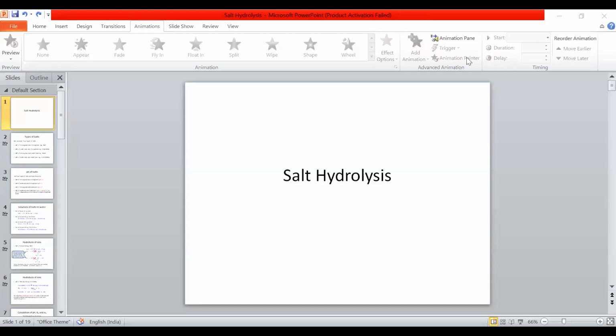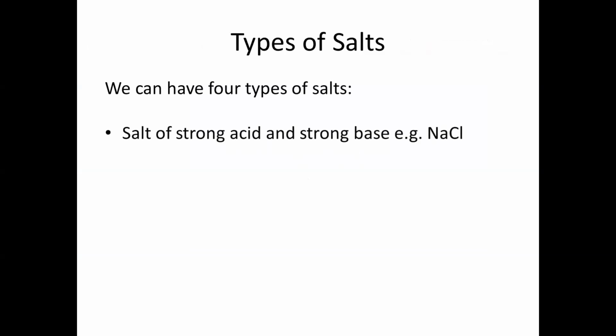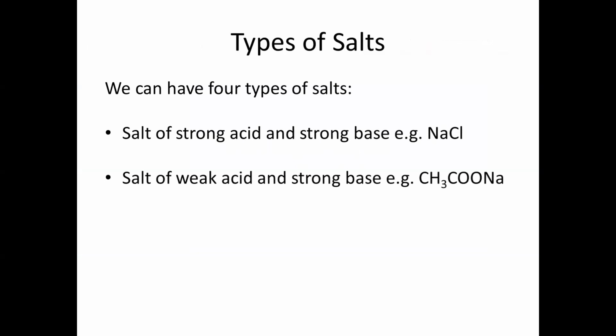Let us understand hydrolysis of different types of salts. We have mainly 4 different types of salts. Number 1, salt of strong acid and strong base. For example, NaCl, which is made from NaOH and HCl. Salt of weak acid and strong base, such as acetic acid and NaOH to give sodium acetate.